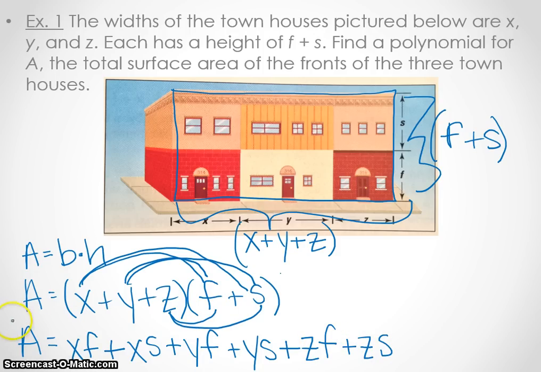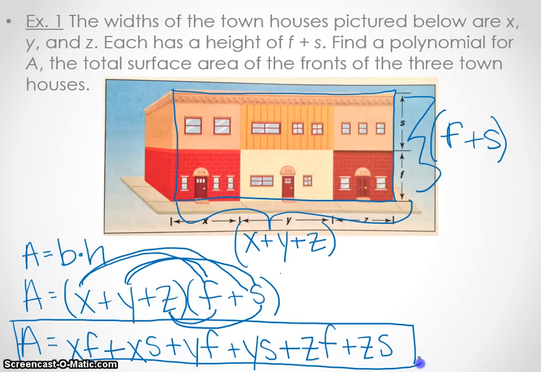Okay. So this actually represents the area of our entire front surface of our townhouses here. I know it's kind of odd to look at all these letters and say, hey, what does that even mean? But essentially, if we knew what x was, what y was, what z was, and of course, what f and s were, we'd be able to find a number for the area of our townhomes. But since we don't have numbers, we just have this polynomial that represents it. Now, if you're looking at this, it has 1, 2, 3, 4, 5, 6 terms. So it's a 6-term polynomial.